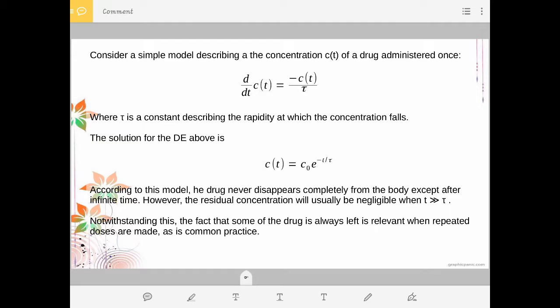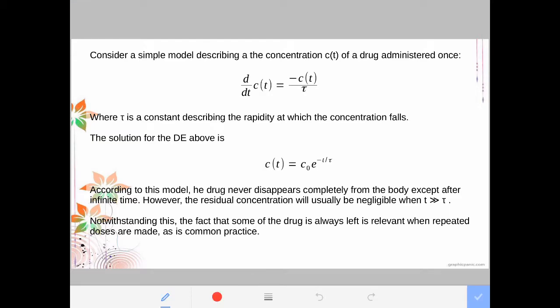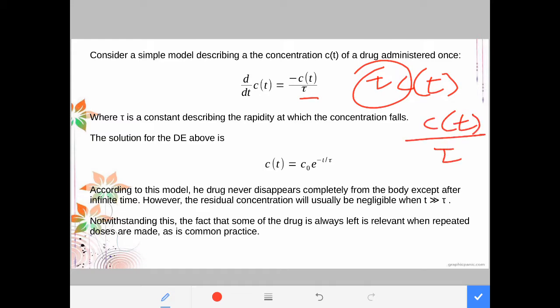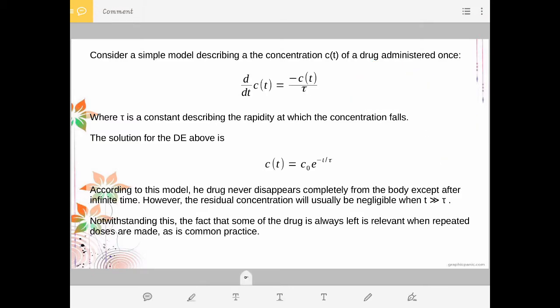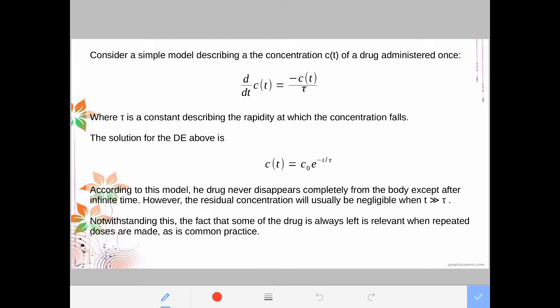In here, this proportionality constant describes the rapidity at which the concentration falls. So if we have a higher tau value, that means the concentration falls rapidly. And that's also one of the reasons why it's in the denominator instead of why not just write it as tau times C(t)? Well, as a proportionality constant, you can do this as tau C(t) or C(t) divided by tau. But in this case, we define our tau as the rapidity at which the concentration falls. That's why it's in the denominator.